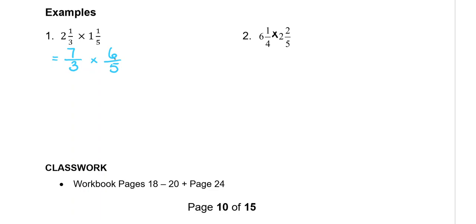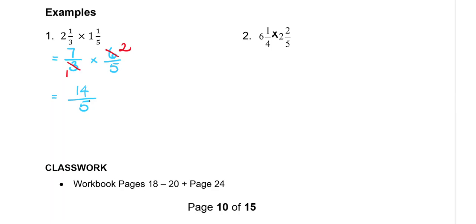7 and 5, nothing. 3 and 6, yes? 3. I can divide by 3, which will give a 1 and a 2. Okay, timesing what is left. 7 times 2 is 14. And on the bottom, 1 times 5 is 5. Now, you can, if you want to, turn that back into a mixed numeral, but you don't have to. If you put that down on your test, you will get full marks.